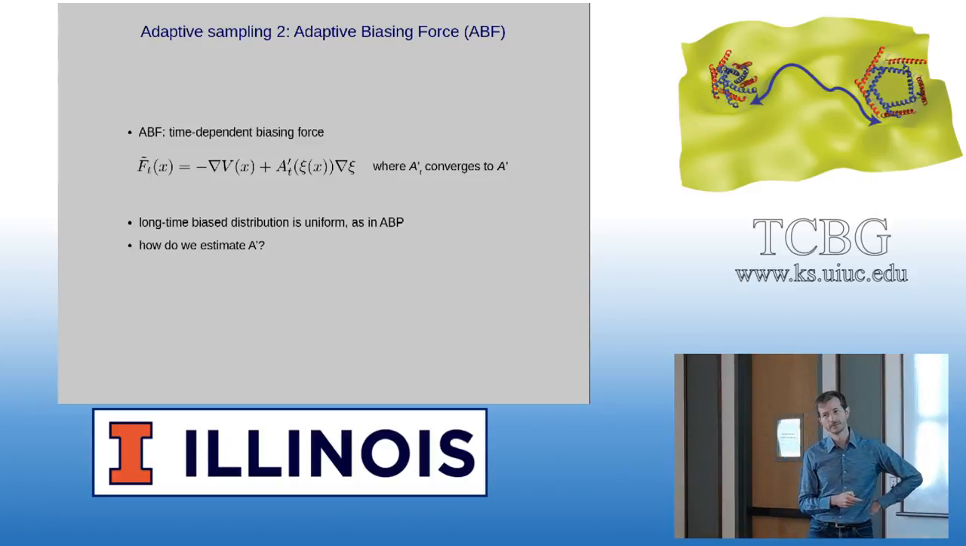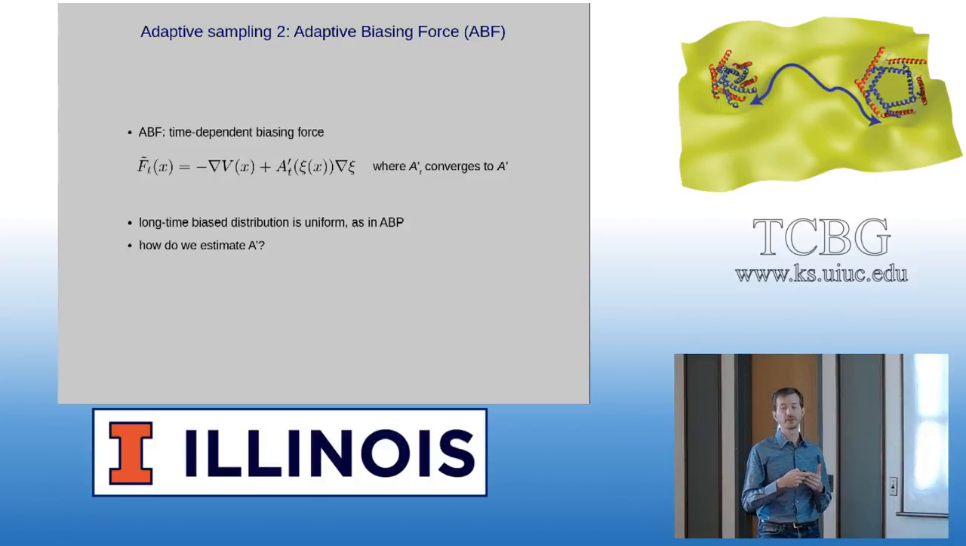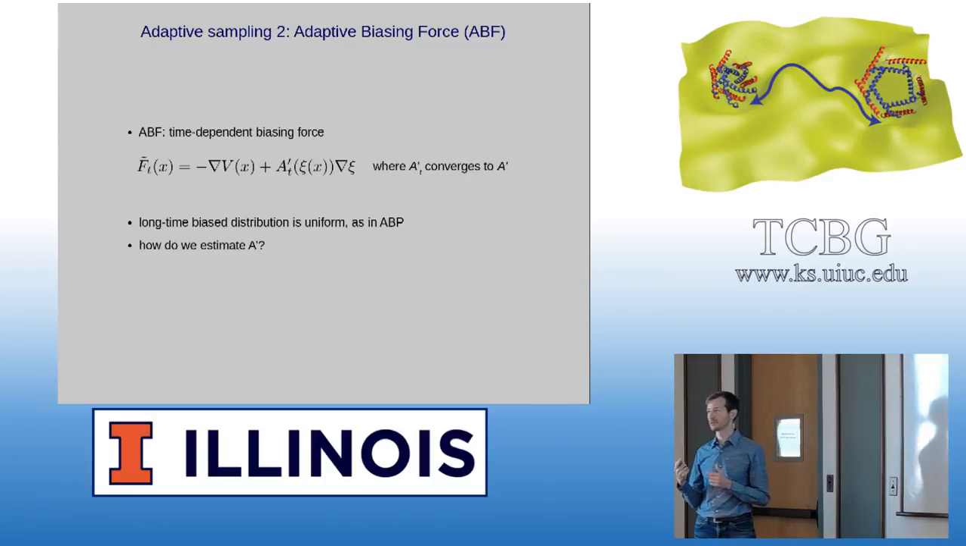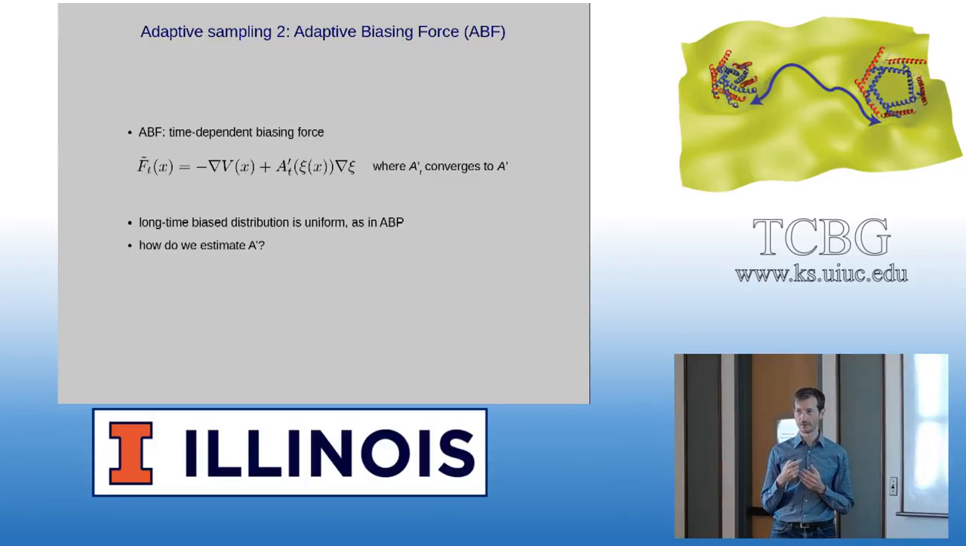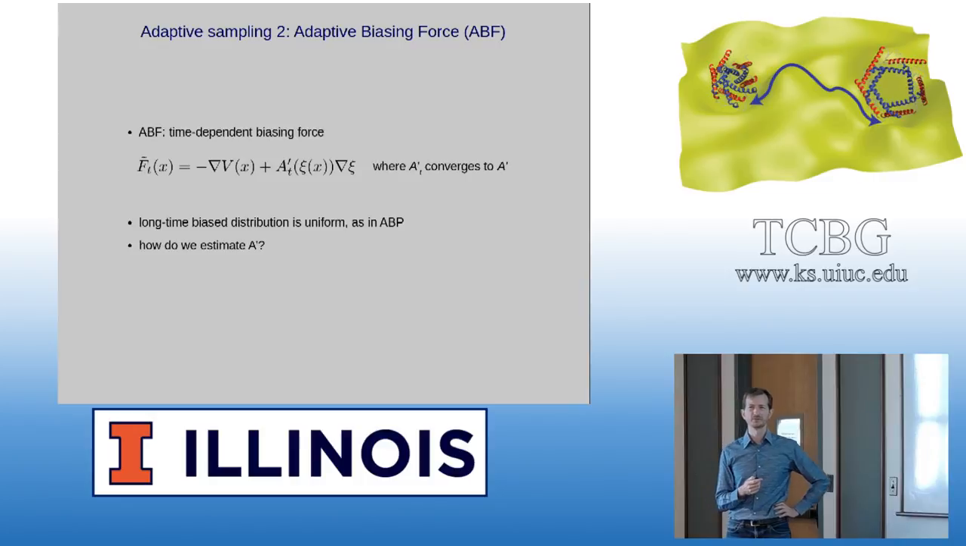But the time dependent, so all of these methods converge to the same thing. There's many ways to go to a uniform distribution, but what is key is that they don't go there through the same pathway, and so they will not converge as fast. So at some point, what is more important than the long time behavior is the transient behavior. And that's also more difficult to characterize through math, so sometimes you just have to do the simulations and see what happens. So how do we estimate this free energy gradient?